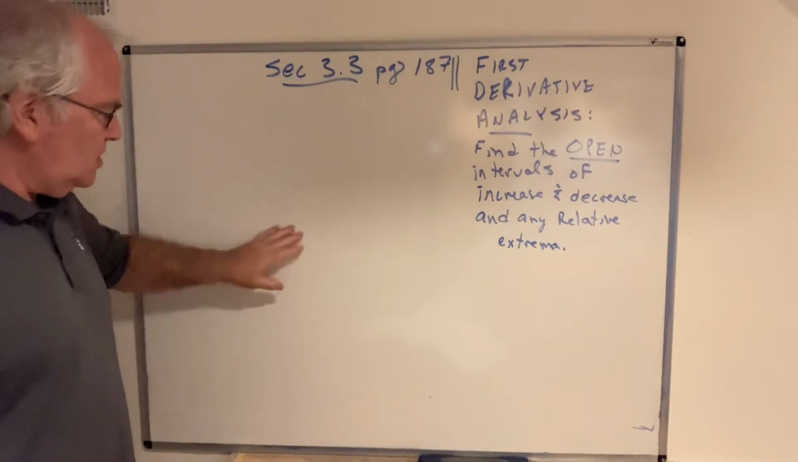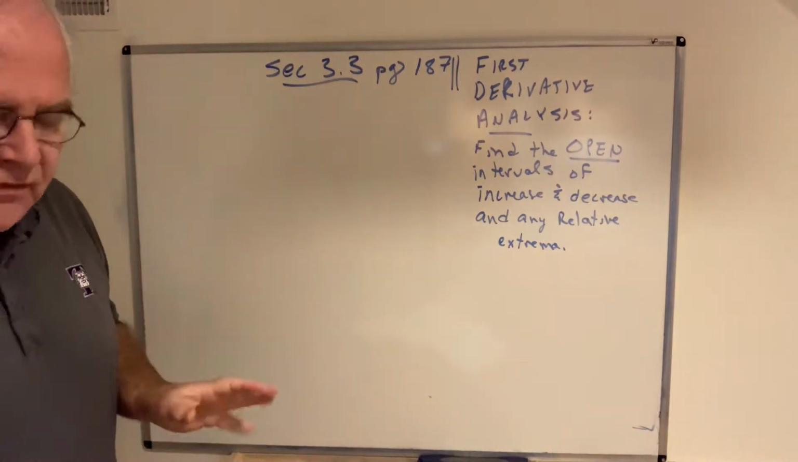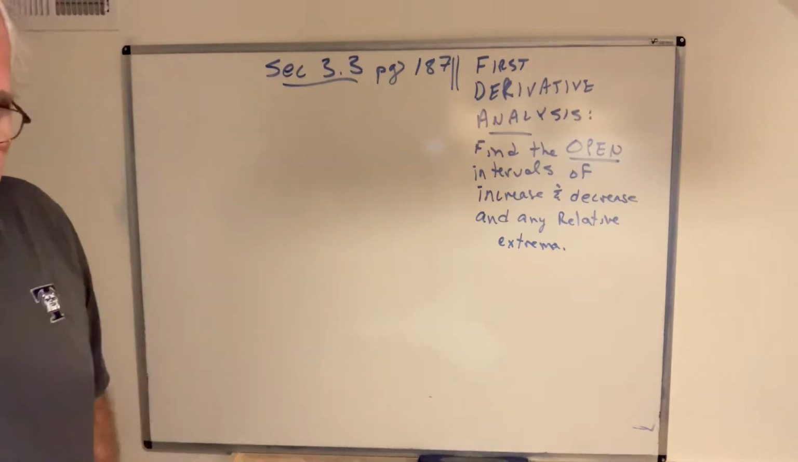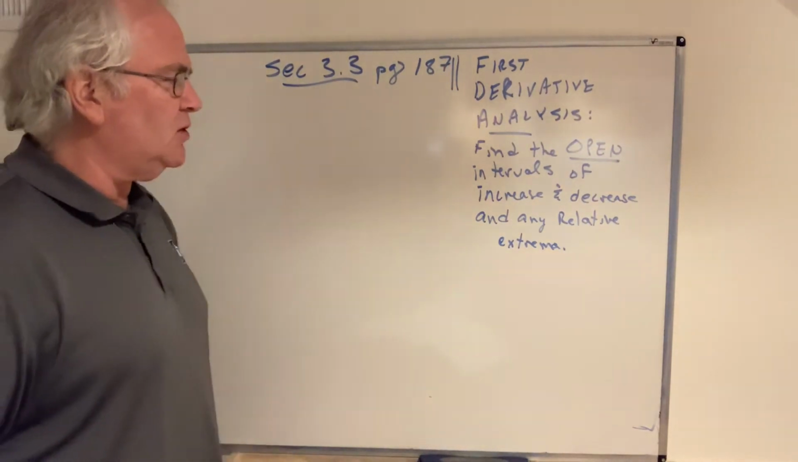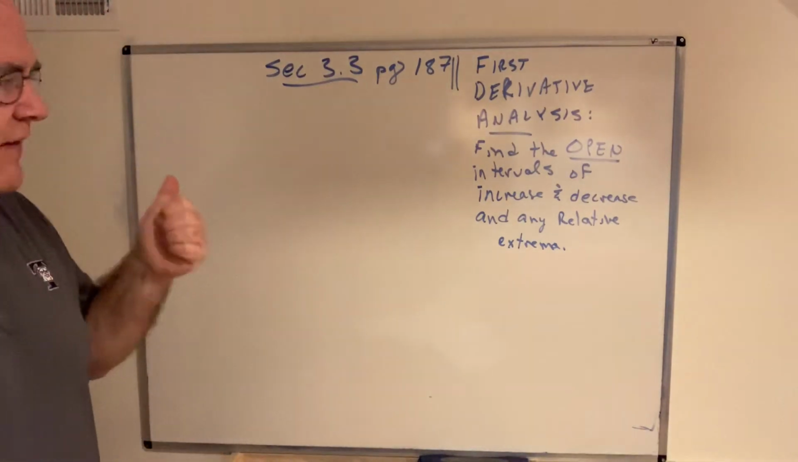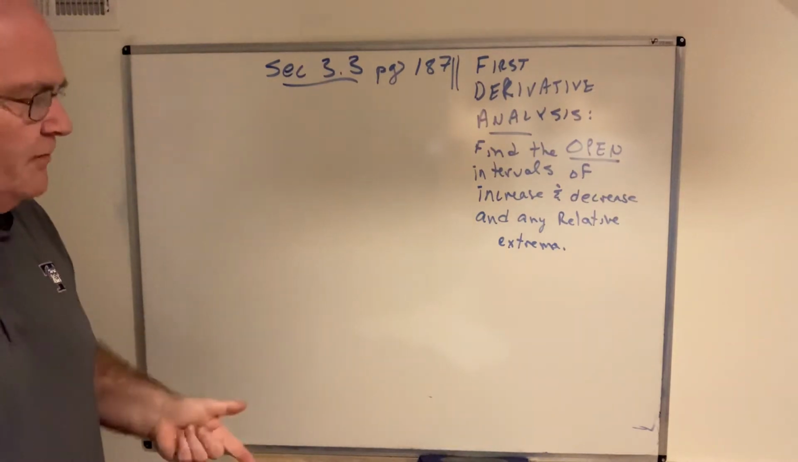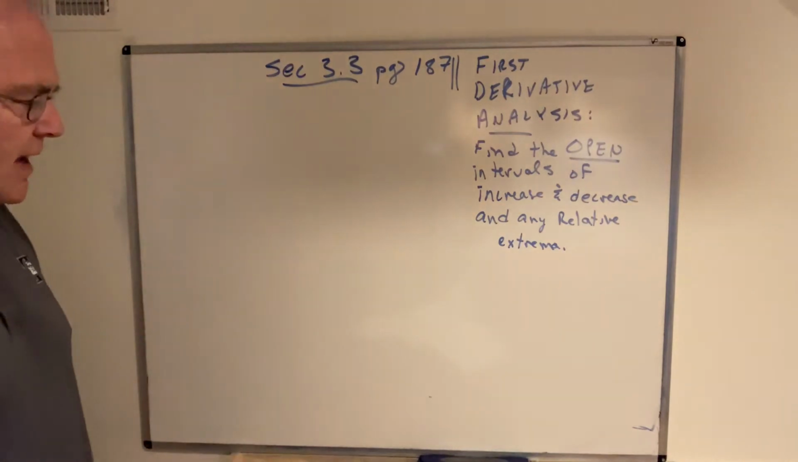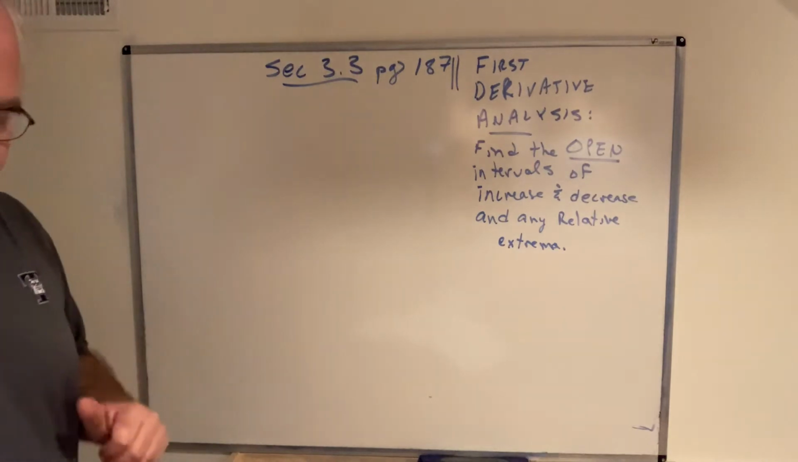This video and the next several videos, I'm going to work through several of the homework problems, section 3.3, page 187 in the text. In all of these we're doing a first derivative analysis. We're going to find the open intervals where the function is increasing and decreasing, and find and label, categorize any relative extrema, relative max, relative min.